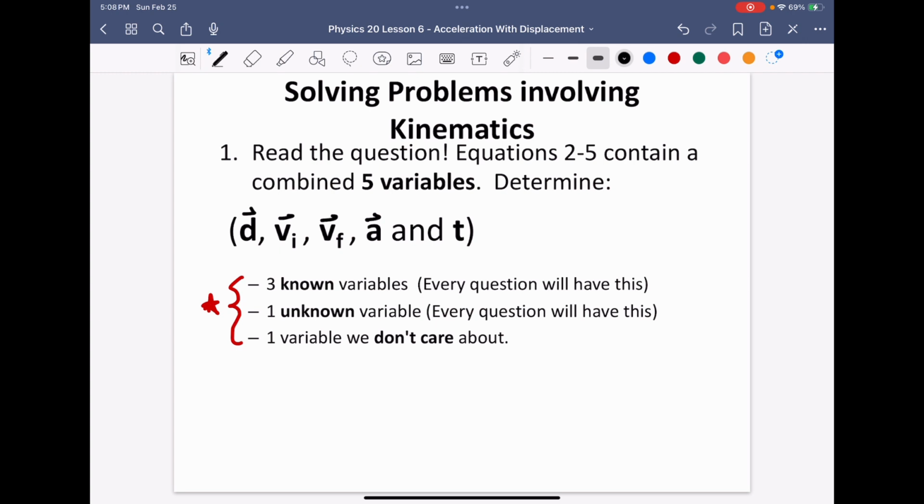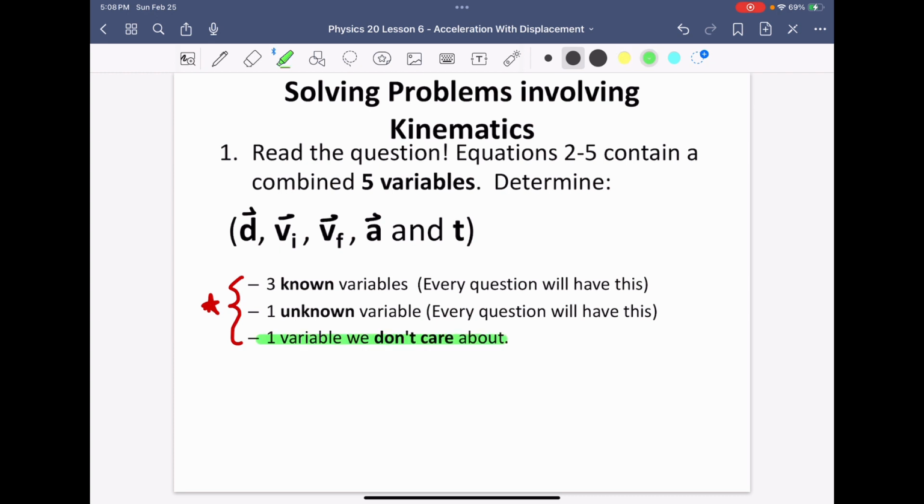You are going to know 3 of these variables. In every question, you'll at least know 3 things. You're going to have one that you don't know, and that's the one they're going to ask about. That's the whole point of solving the question: you're trying to figure out what you don't know. And then there's going to be one, which I even recommend you highlight, that you just don't care about.